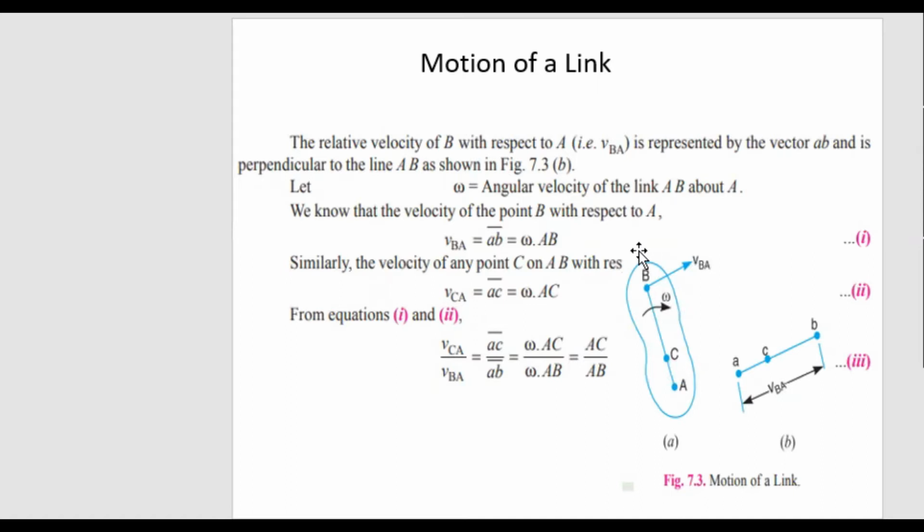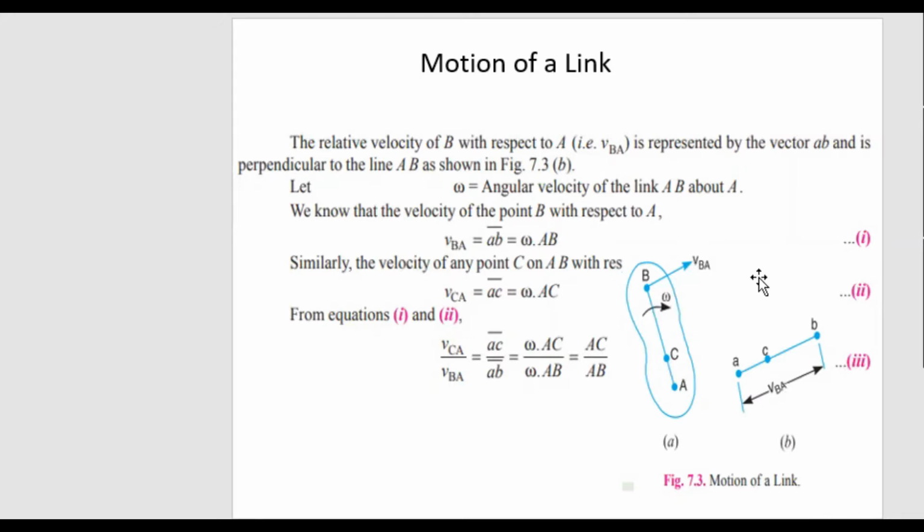Similarly, the velocity of any point C on the AB. So this is C, any arbitrary point. The velocity of this C with respect to A is VCA. So VCA is equal to length AC into angular velocity omega, that is omega into AC.